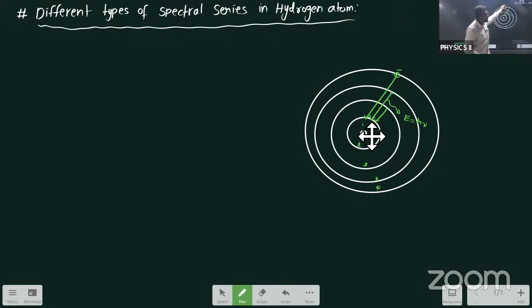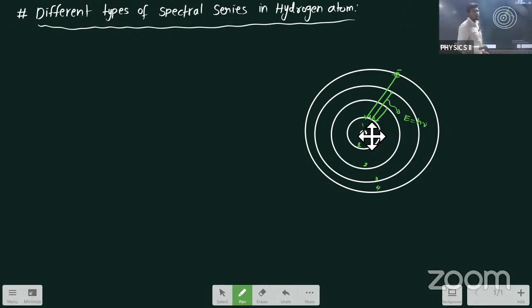Based on the transitional level of the electron, we will be getting different wavelengths. So here we will be getting one spectrum. Those spectra are called what? Spectral series in hydrogen atom. We are discussing the hydrogen atom.